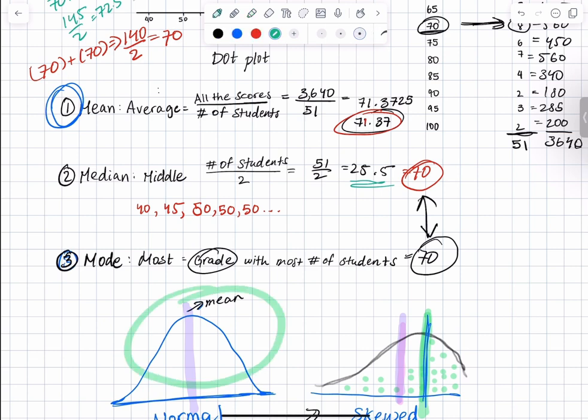So let me write that down. So when it's a normal distribution, use the mean, and this would be for when it is skewed, use the median. Okay, so that is when you would use the mean and the median.